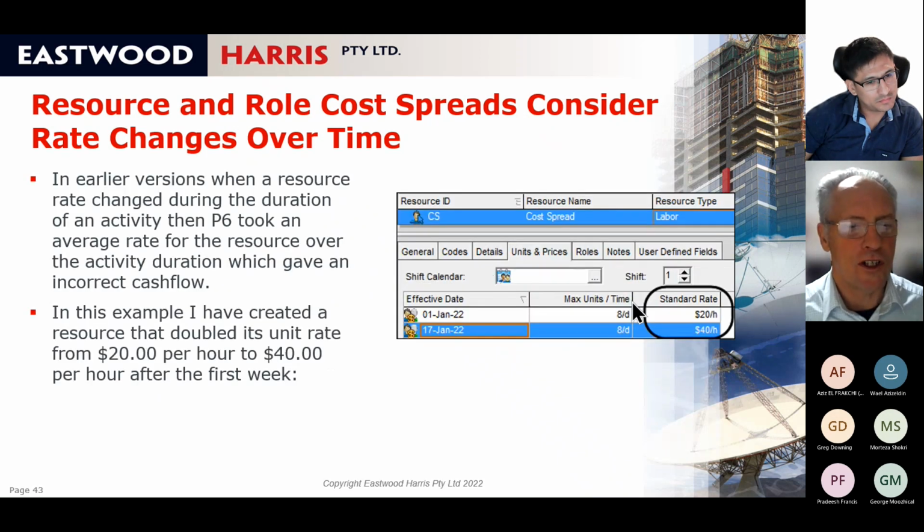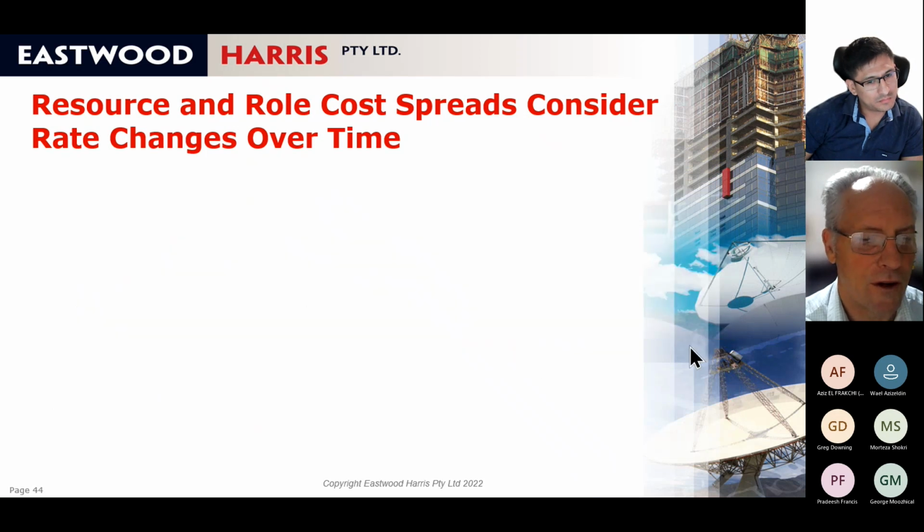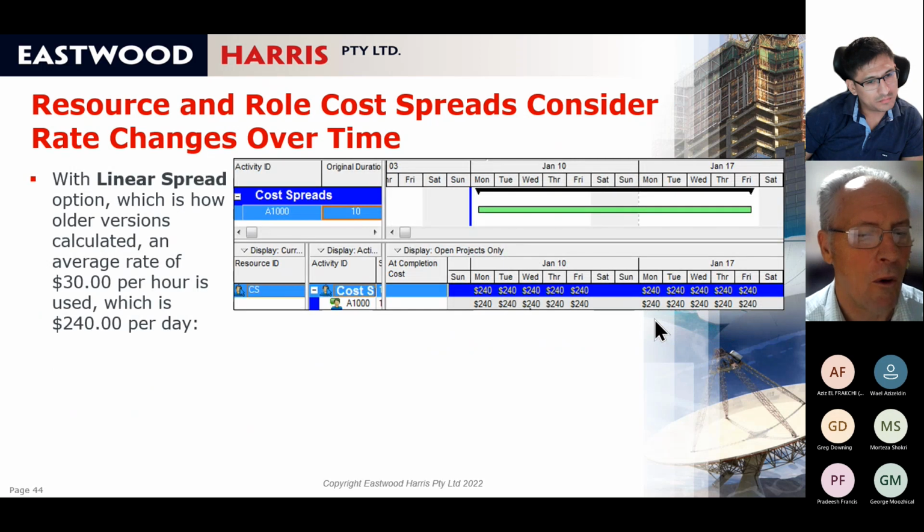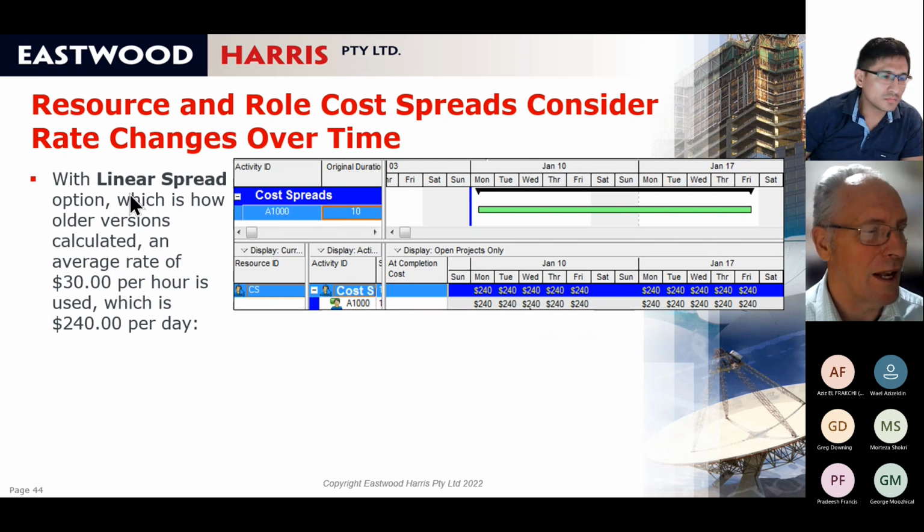So in earlier versions, if you had the rate change over time, it used an average rate. This is in the earlier versions. So I've got $30 an hour. This is the linear spread, which shows the $30 an hour, which is $240 a day. So it's using the linear spread.